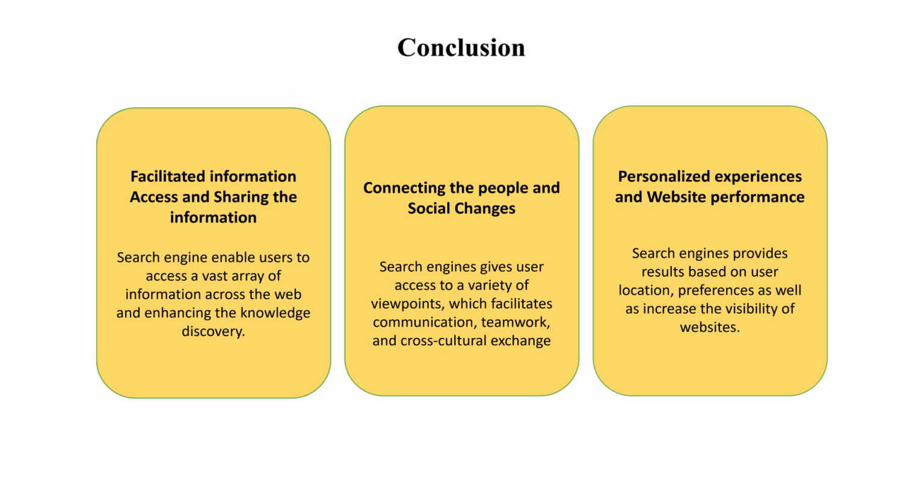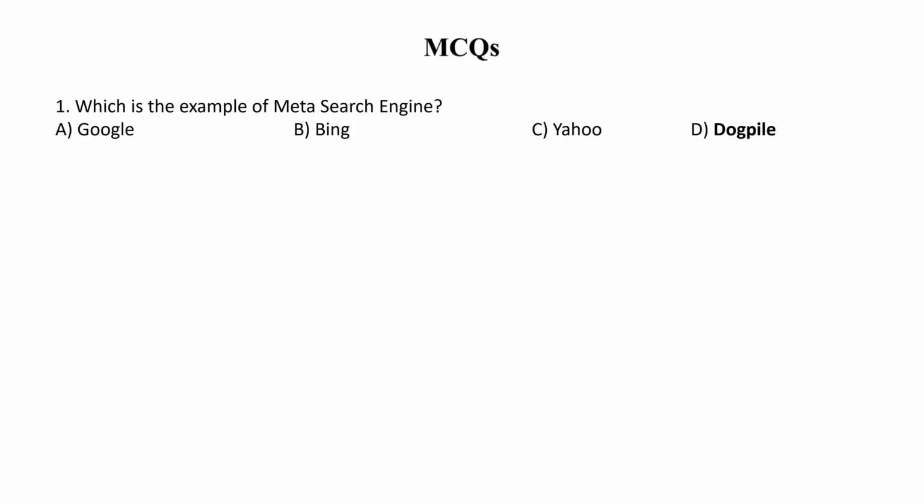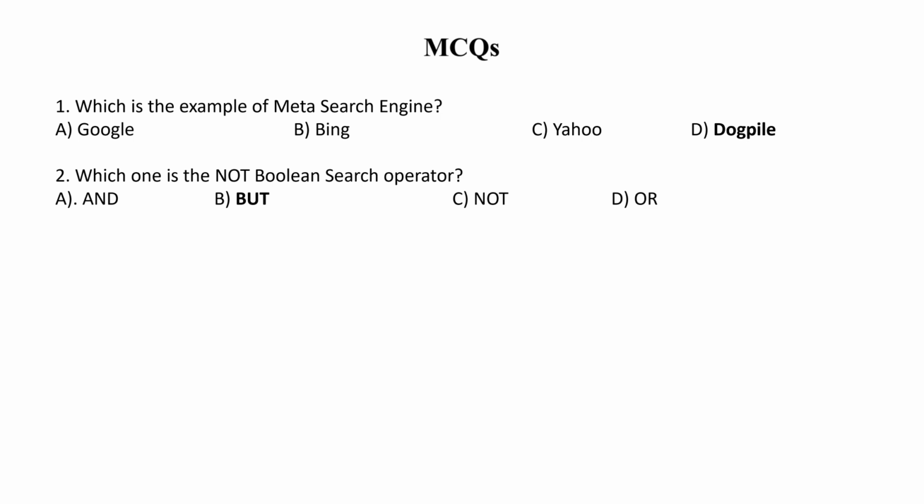Based on this, hopefully we can now answer a few MCQs. The first MCQ is: which is an example of a meta search engine? You are just looking over here: we are mentioning Google, Bing, Yahoo, Dogpile. So certainly the answer will be Dogpile. Next, which is not a Boolean operator that search engines allow? Boolean operators AND, OR, NOT are there, but there is no such operator as BUT.